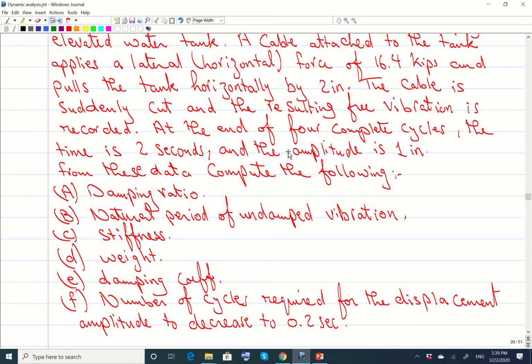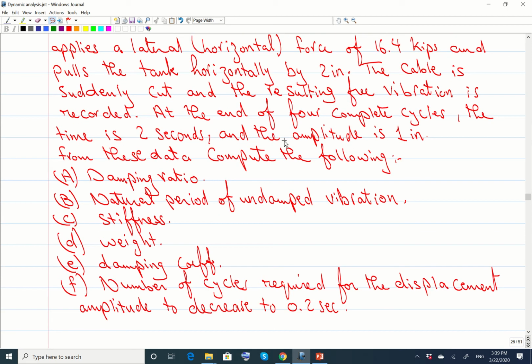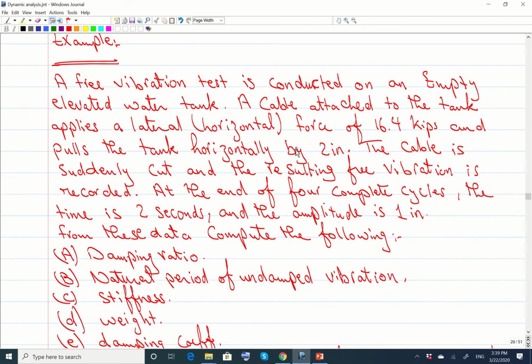Just apply horizontal force, measure the force that you are applying, see the displacement, let it vibrate freely for a few cycles, and measure the displacement after those cycles and the time it took to reach them. So from just those 4 data that we have, what are the 4? The force, the initial displacement, the displacement after 4 cycles, and the time it took to reach 4 cycles.